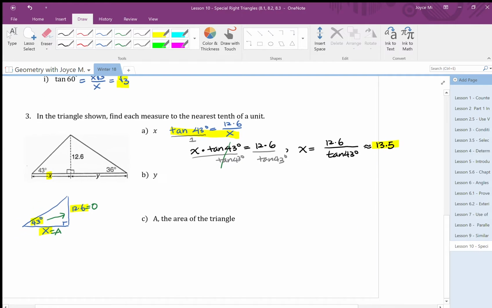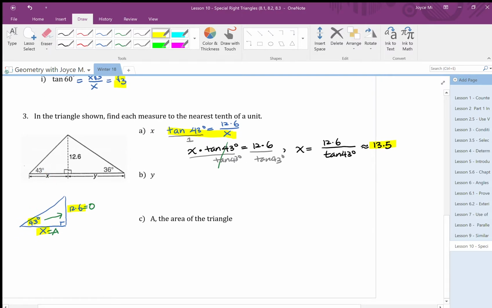Now, solving for y is very similar. Again, when you want to write an equation involving y, we identify that this is a right triangle over here, which should give a function involving 12.6, 36, and y. Notice that if I am at 36, I'm right here, so my opposite is right here, and that is my adjacent. Opposite over adjacent is the tangent function. So tangent of 36 degrees, opposite over adjacent, is 12.6 over y.